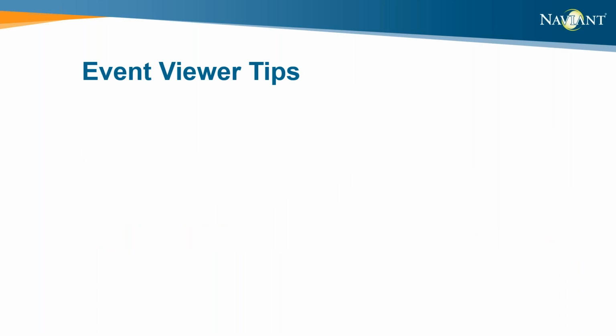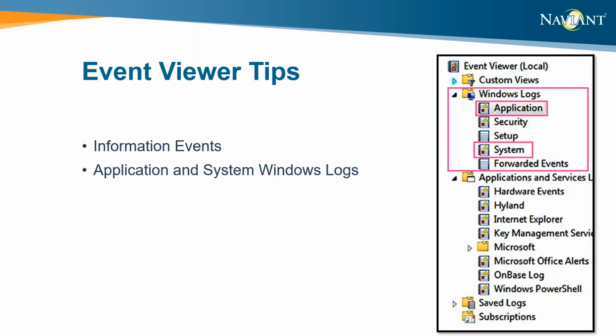Which brings me to my first tip of Windows Event Viewer. It's important to not disregard those information events without looking at them first. For troubleshooting OnBase, we want to specifically be looking within the application and system logs located within the Windows log folder. We'll also want to search within the Hyland and OnBase logs. These will not appear if OnBase was installed manually, so if the setup or MSI are used to install OnBase, the Hyland and OnBase logs should be created.